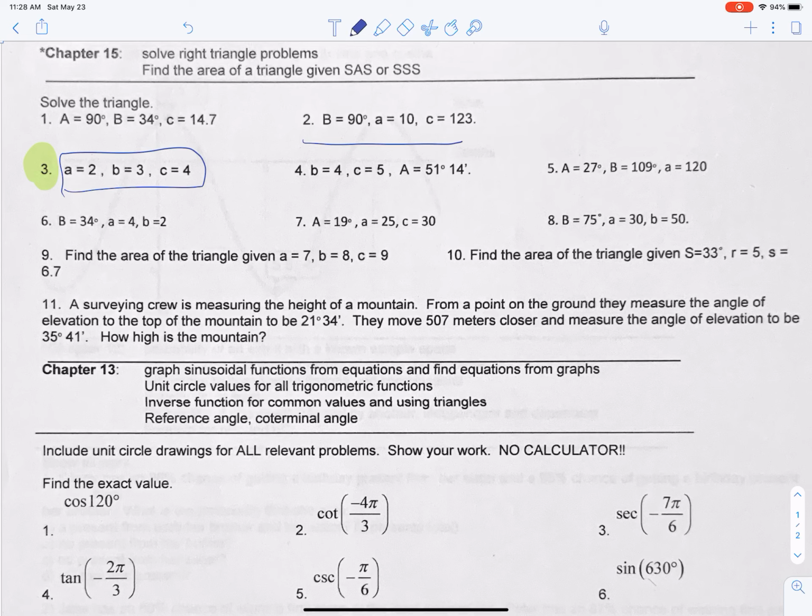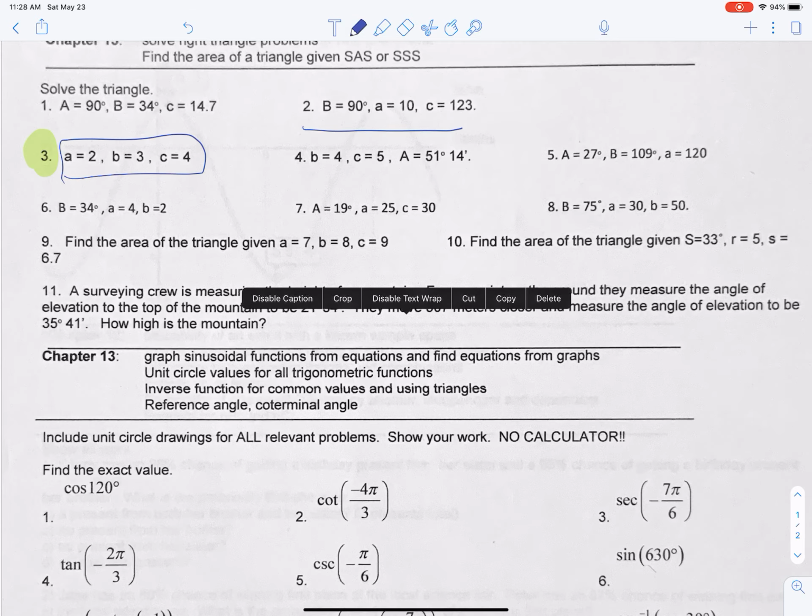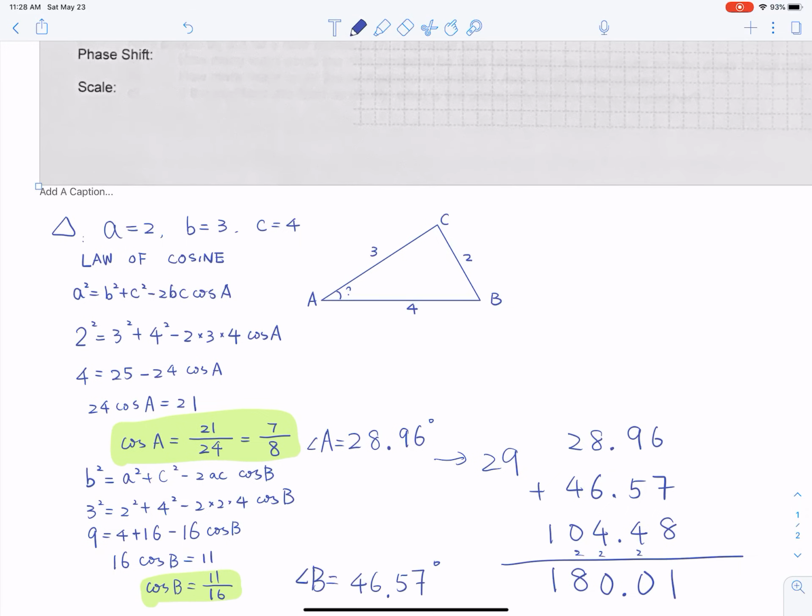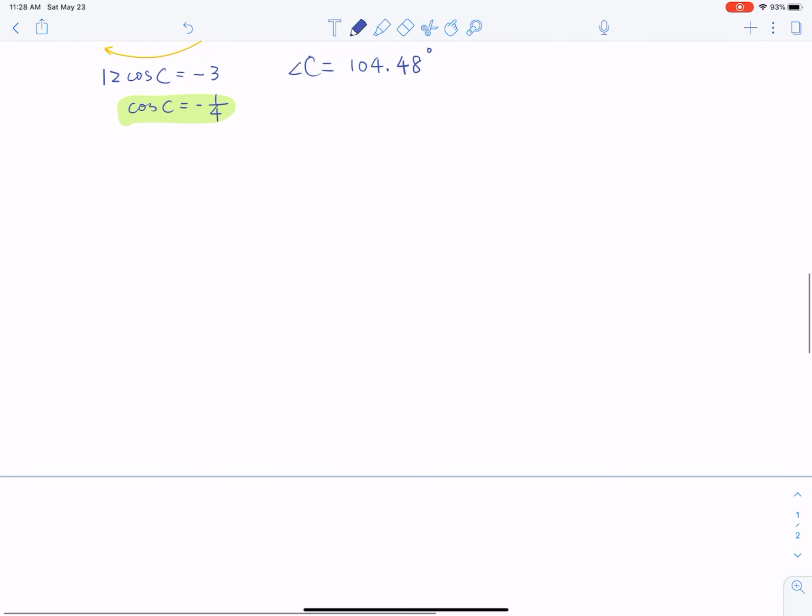And the teacher asked us to solve question number 3 for this triangle. Solve this triangle. It means we need to find its angles, not only the sides. We have 3 sides, A, B, C. So we just take a good look at it and we will use a new page to do it.